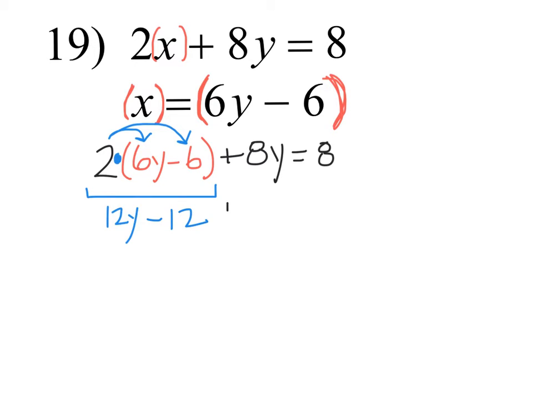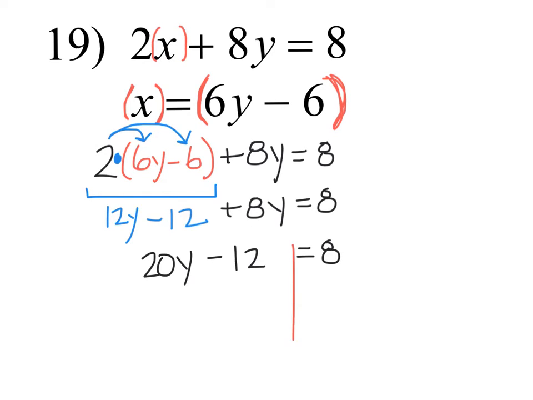I still have plus 8y equals 8. Now pausing to take a look, I notice I have 12y's here and I have 8y's here. That means that I have to combine those into one set of y's. 12 plus 8 is 20y. I've got a total of 20y minus 12, and that's equal to 8.